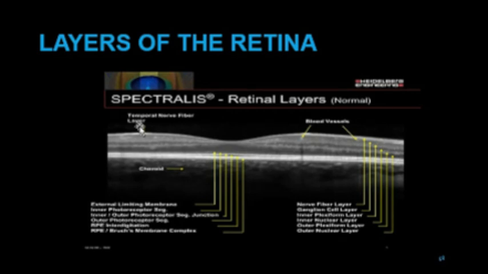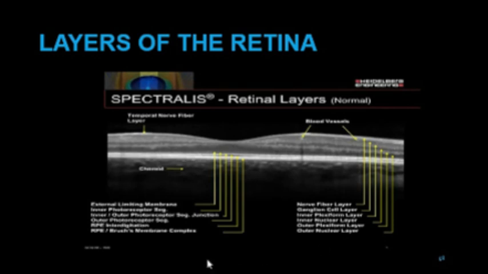In your free time, just note them from top to bottom. So you can see the nerve fiber layer, ganglion cell layer, inner plexiform, inner nuclear, outer plexiform. So they are all graded here. When we share the materials or the slides, you can study them on your own spare time.